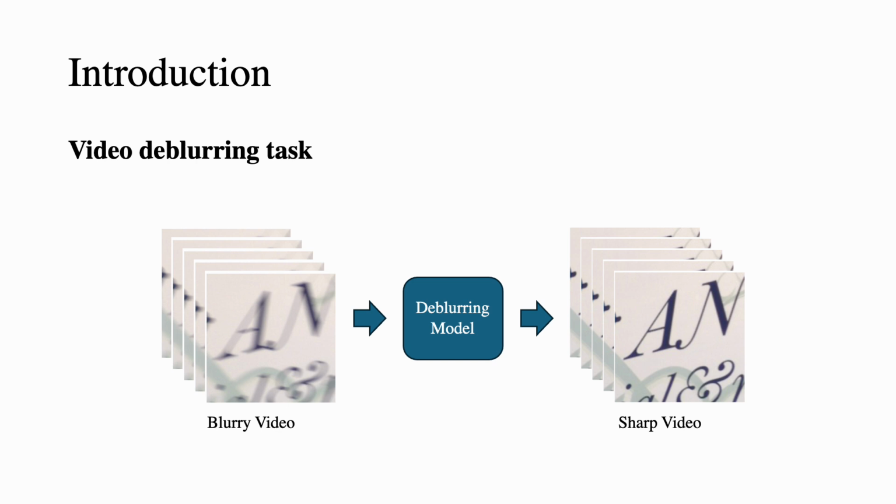Videos captured in dynamic scenes often suffer from blurring and artifacts caused by camera shake or moving objects during exposure. The goal of video deblurring is to restore these blurred videos into high-quality, sharp videos.